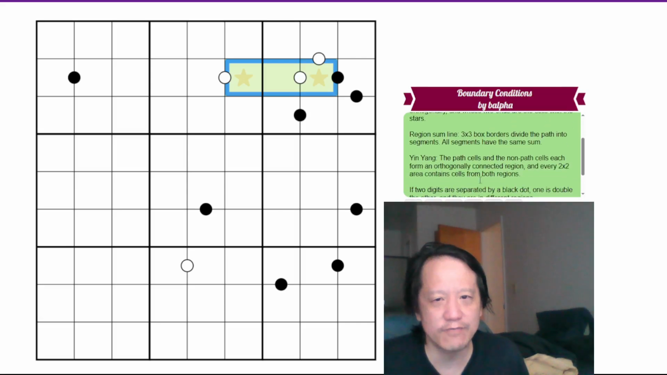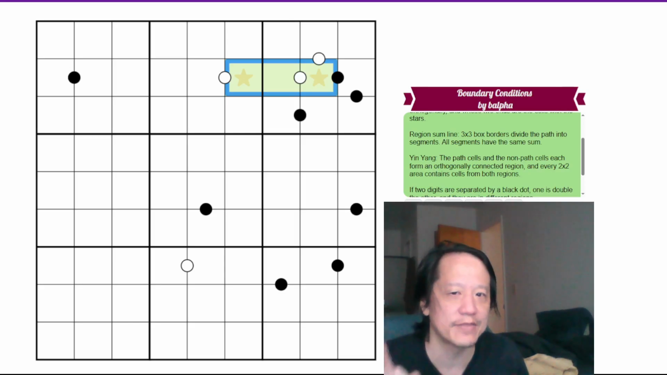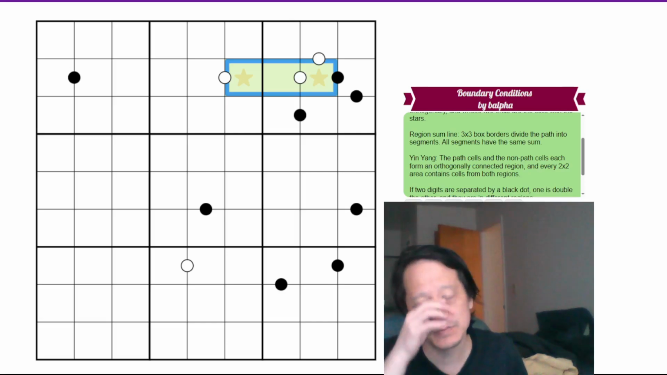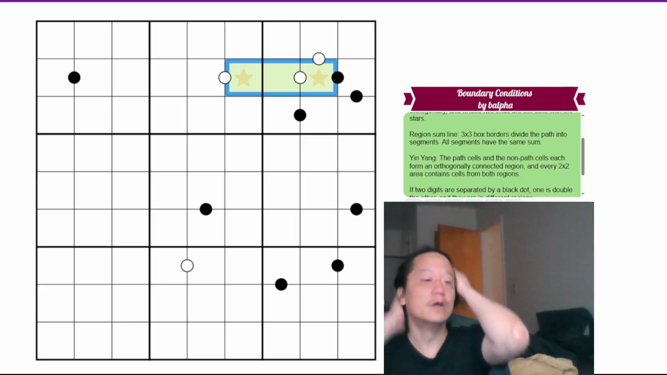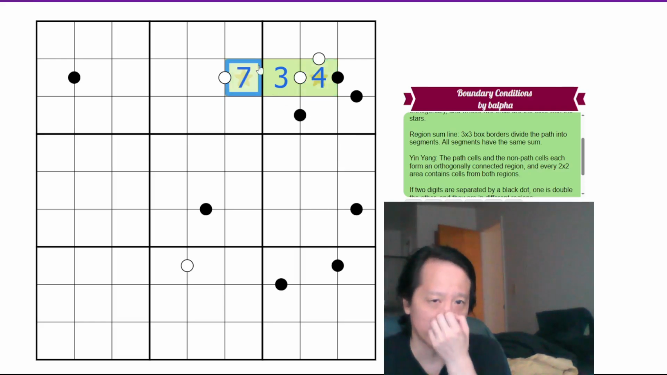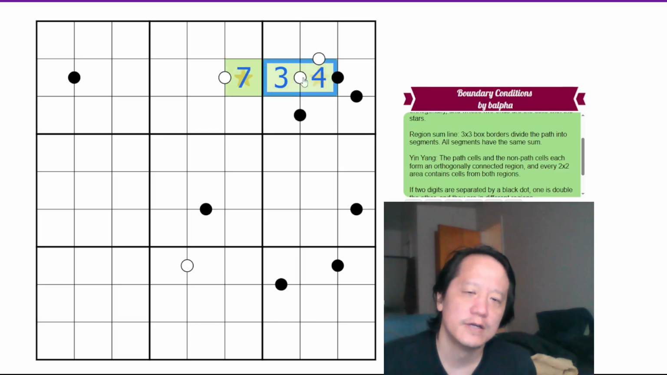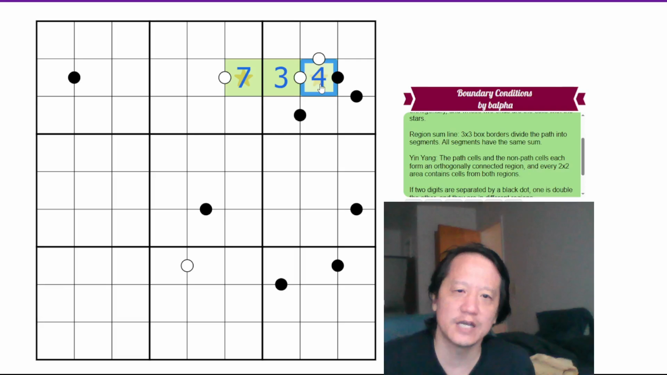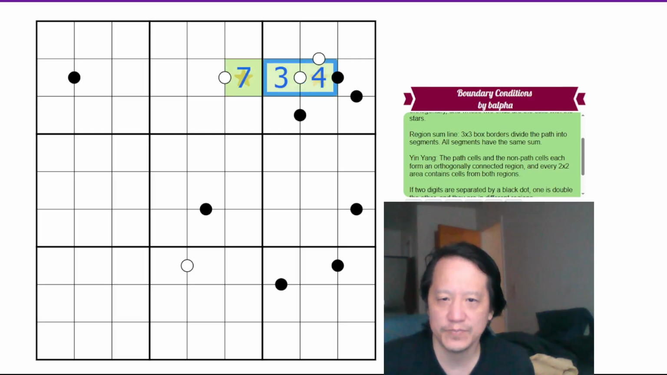We have region sum lines, where 3x3 box borders divide the path into segments, and all segments must have the same sum. So as an example, if this were the path, then this would be a segment, and this would be a segment, and these two digits must sum up to what that digit is. Say we had 3 and 4 here. This would then have to be 7, because the digits on different segments must sum up to the same sum, or all segments have the same sum. And again, the 3x3 box borders divide the path into segments.